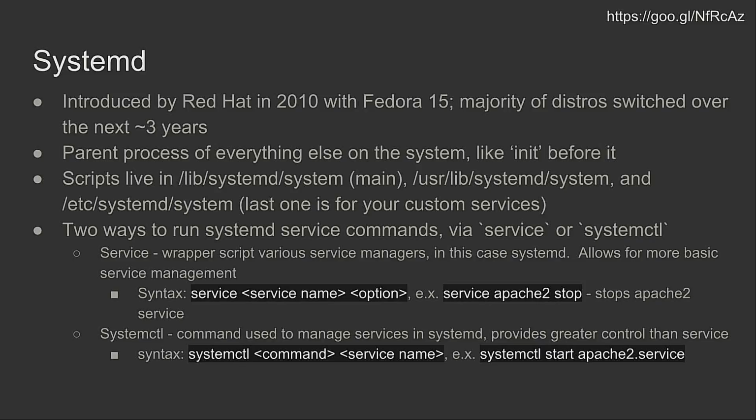If you have it as a service file in one of those directories, it's a really easy interface to run them. With service, you type service, the service name, and then the option. Whereas with systemctl, you would do systemctl, the command, so the option you want to run, such as start, stop, restart, status, a bunch of others, and then the actual name of the service. Notice the order is just flipped compared with the service command.